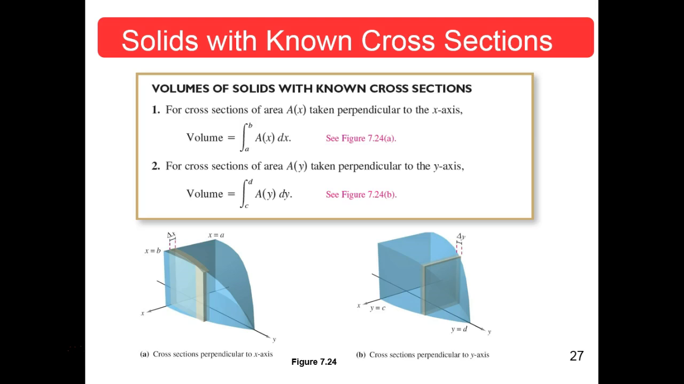Now, let's see if we can break this down a little bit better. Okay? Now, here is some shape. They haven't told you what that function is that makes that shape. But here's the shape. And if you can do a dx here, and then do these cross-sectional things here, the thickness is dx. That's piece of cake.